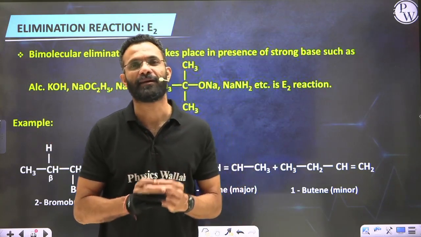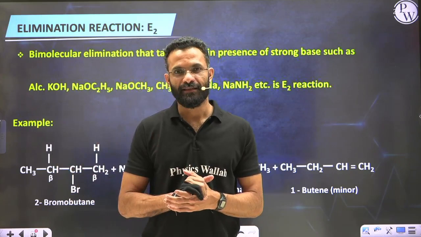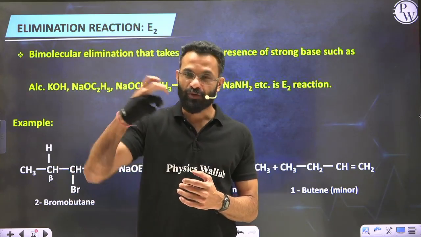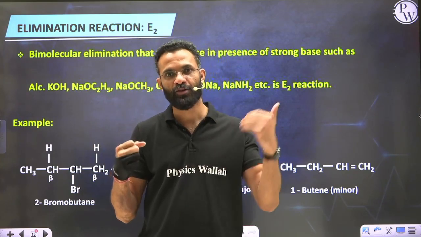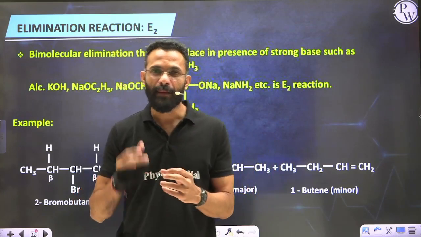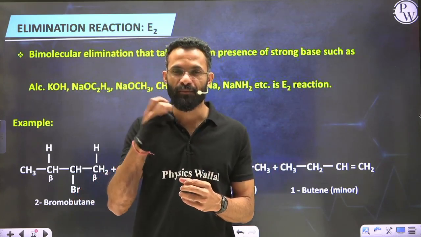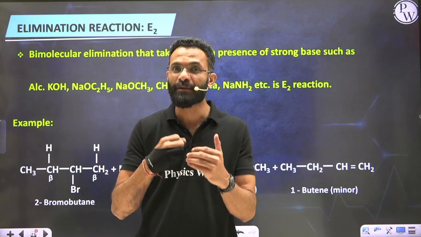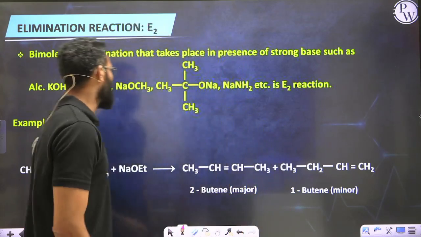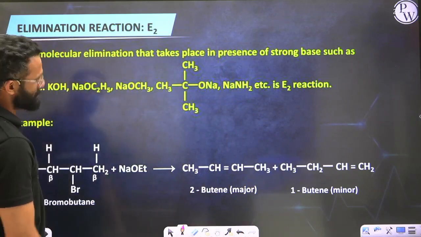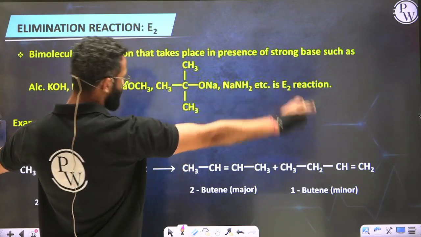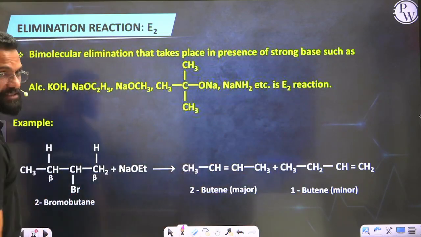In exactly the same manner, the E2 reaction is also a one-step reaction, but here abstraction of a beta hydrogen and departure of a leaving group take place simultaneously. So if we want removal of the beta hydrogen to take place simultaneously, we'll always need a strong base, and hence this type of beta elimination reaction takes place in the presence of strong bases. I want you guys to remember these 5 strong bases.